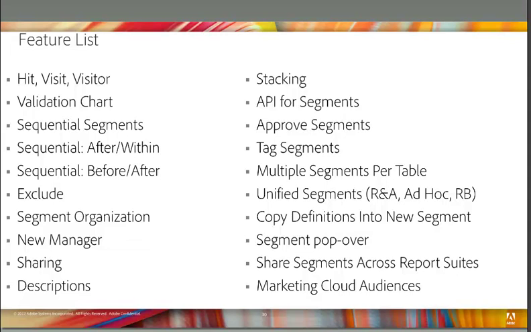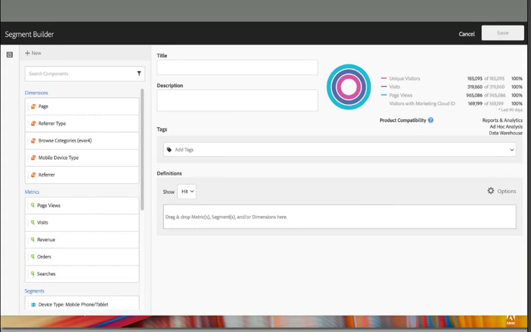And you also have the ability to drag and drop definitions into a new segment so that you can copy them there. And then, of course, if you're leveraging multiple tools within the Adobe Experience Cloud, you have the ability to make segments a Marketing Cloud audience as well, so that you can take advantage of them in Audience Manager or Adobe Target or Adobe Campaign, etc.